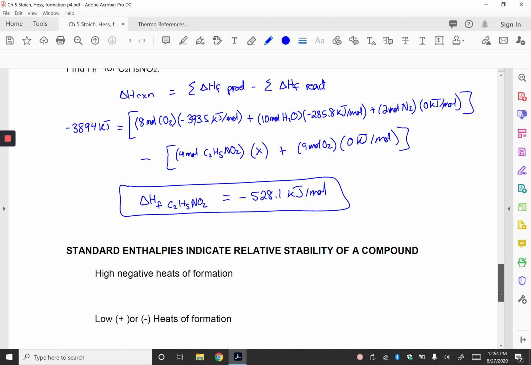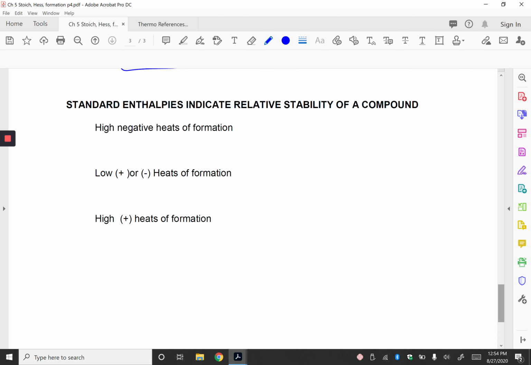All right. One more thing about heats of formation. The values of the heats of formation kind of tell us a little bit of information about the substance. You notice that most of the heats of formation that we saw on the table there were exothermic, were negative. There were a few that were endothermic, and then there were some that were 0 or a pretty low number. So what does that mean?